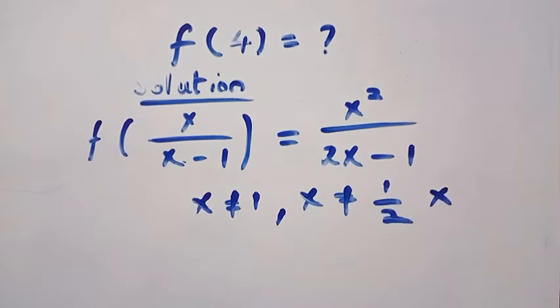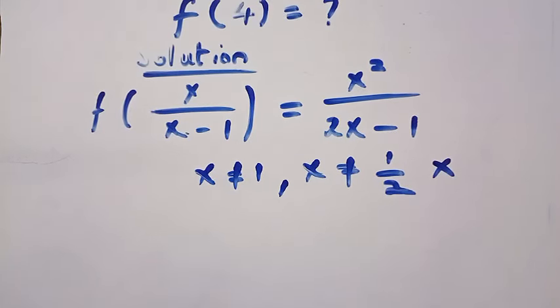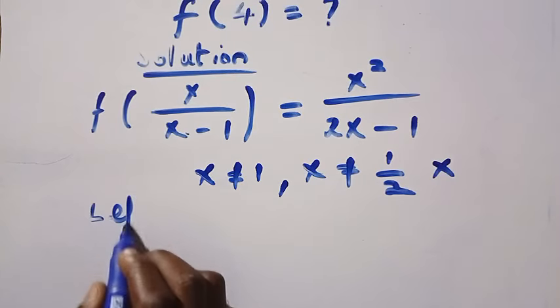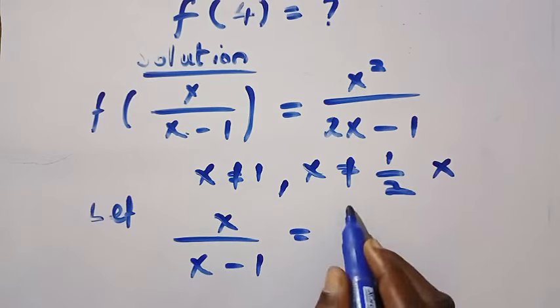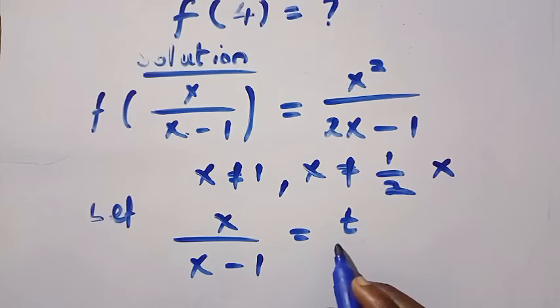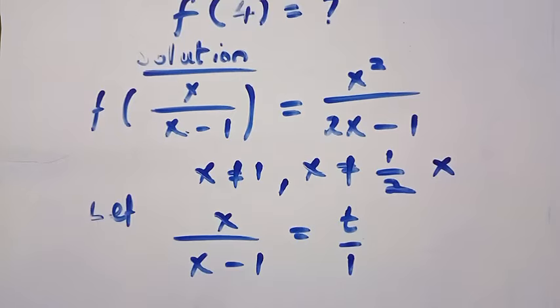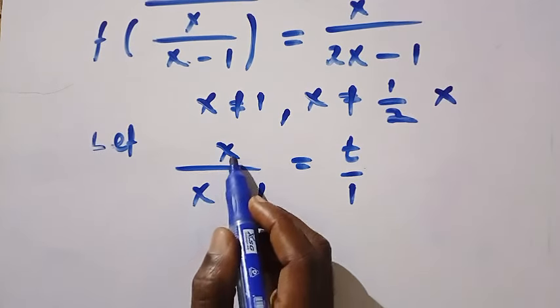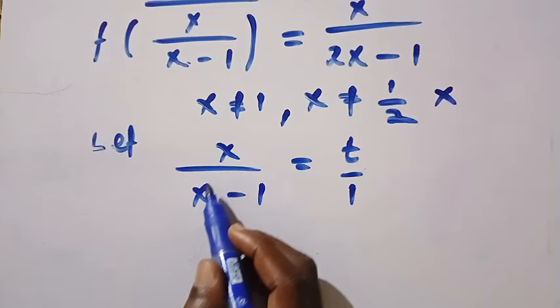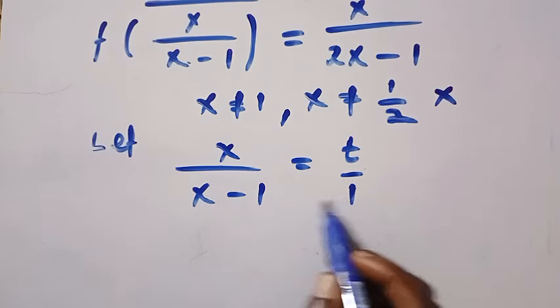So let's try and provide a solution to f of x. We are going to let x divided by x minus 1 equal t divided by 1. Then we make x the subject of the formula. We have x here, x here. We want to have only one x, and what we do is cross multiply.